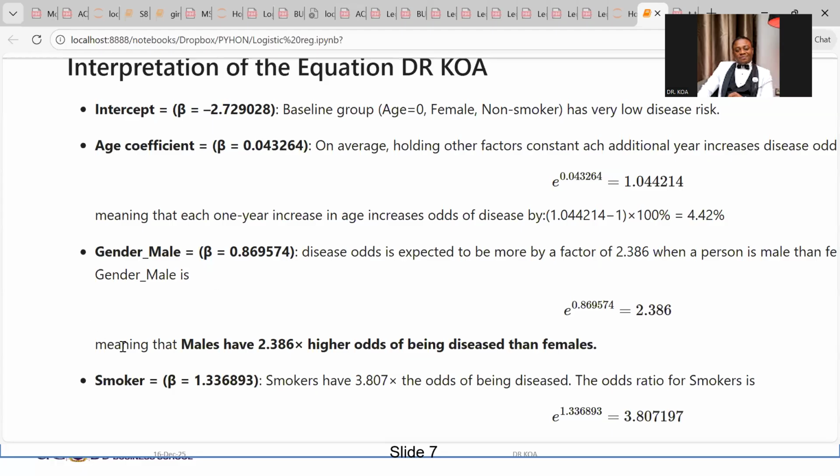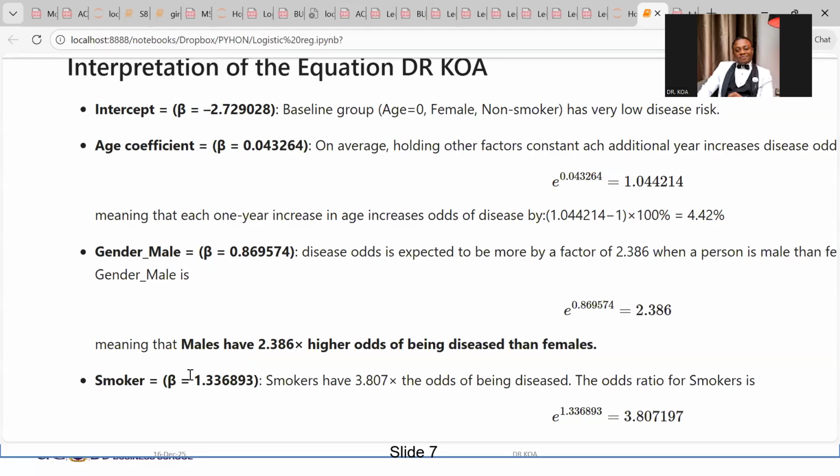So this one is basically saying that males have 2.386 times higher odds of being diseased than females. That's another way of putting it. Okay, the males have 2.386 times higher odds of being diseased than females. What about smoking status?